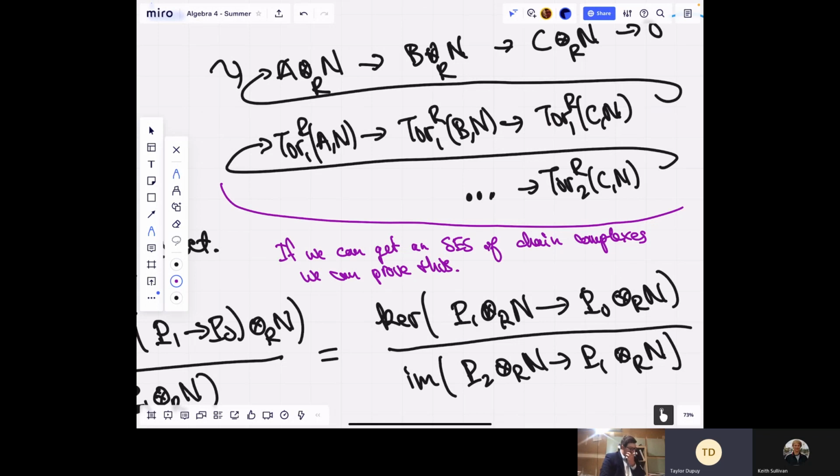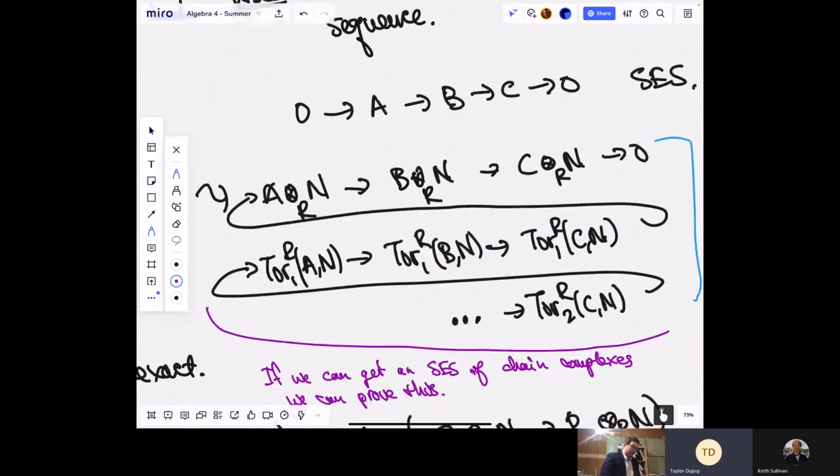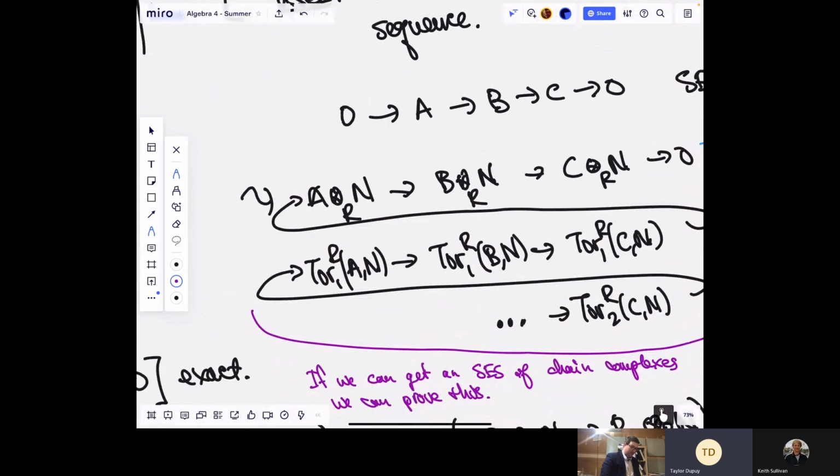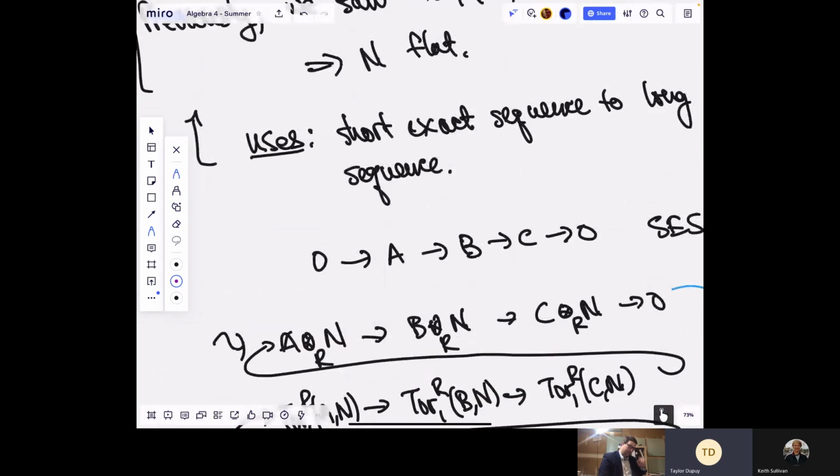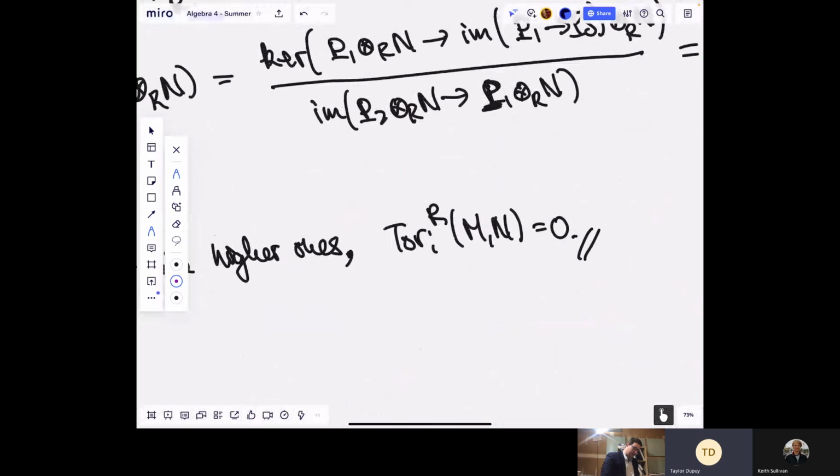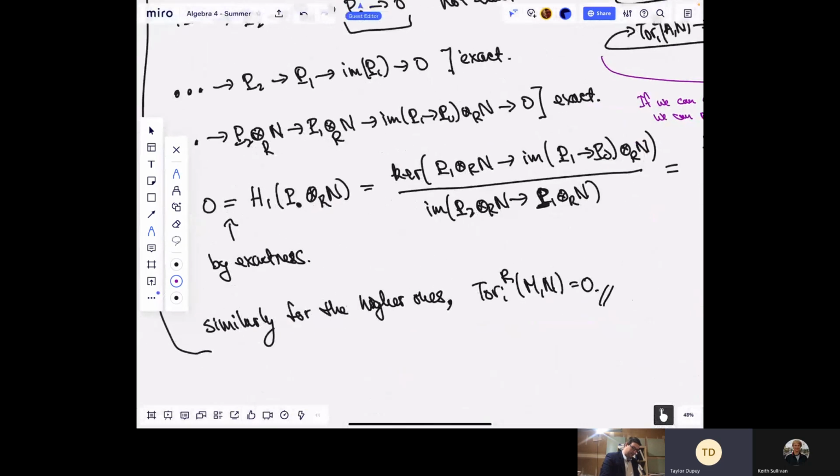Okay, so next time I'll do some more computations with Ext and Tor. In particular, I guess we should compute the zeroth one. The zeroth one will actually just return the functor. Yeah, and so I guess we'll do more on that.